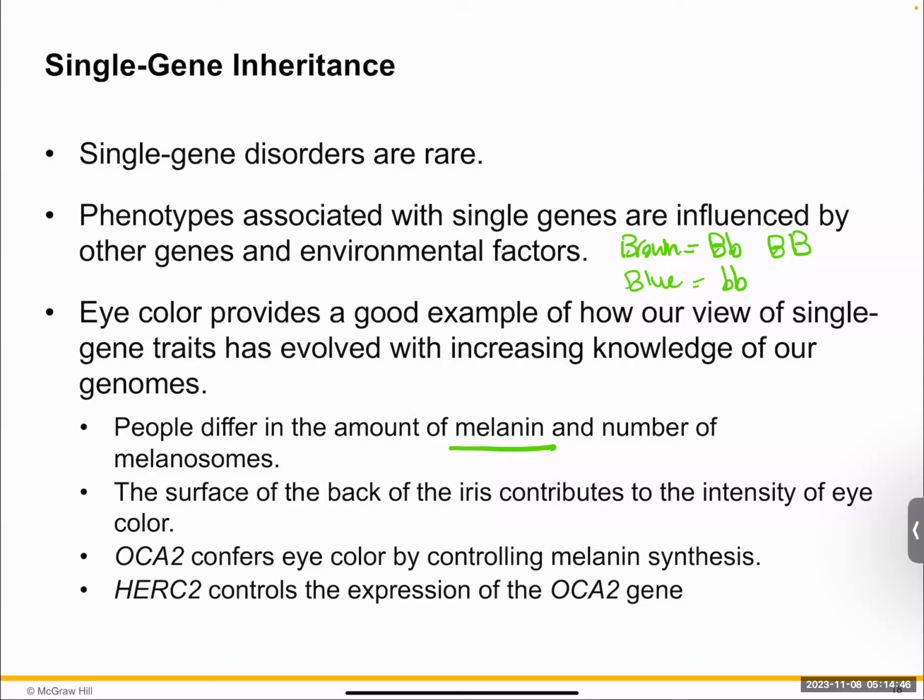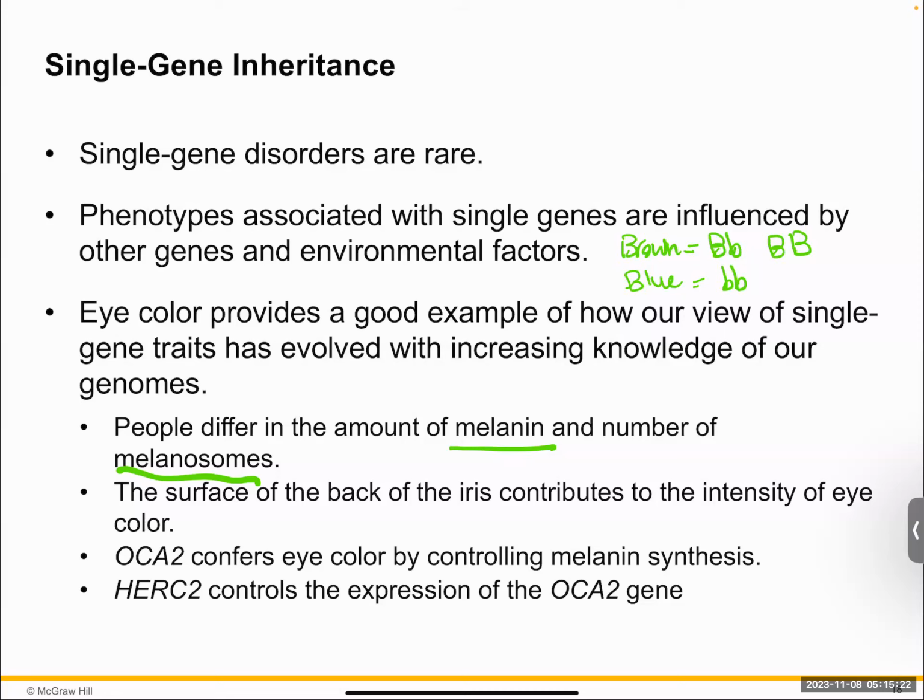It's a dark color pigment that's present in your eye and skin, and the more of it you have, the darker the skin color or eye color you will have. Melanosomes are the structures that carry melanin. So again, the more of these melanin-packed melanosomes we have, the darker the color is going to be. And the surface on the back of the eye, the iris, also contributes to the intensity of the color. So melanin is also present inside of your eye.